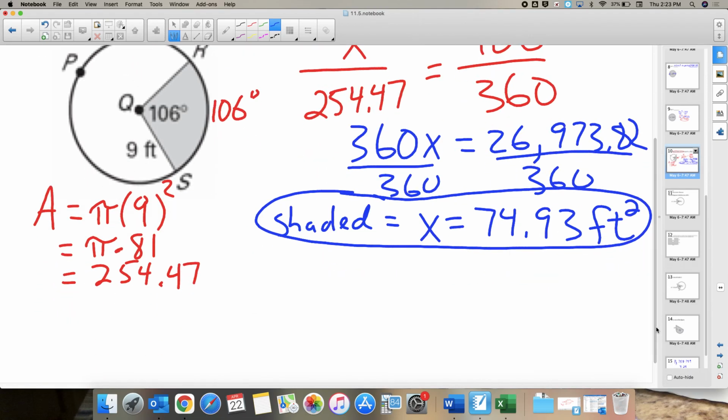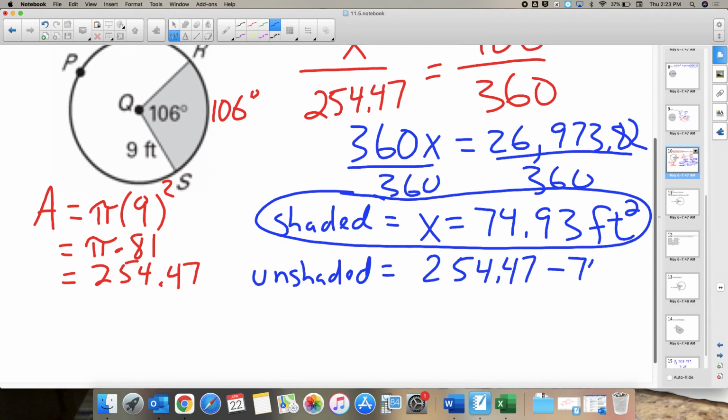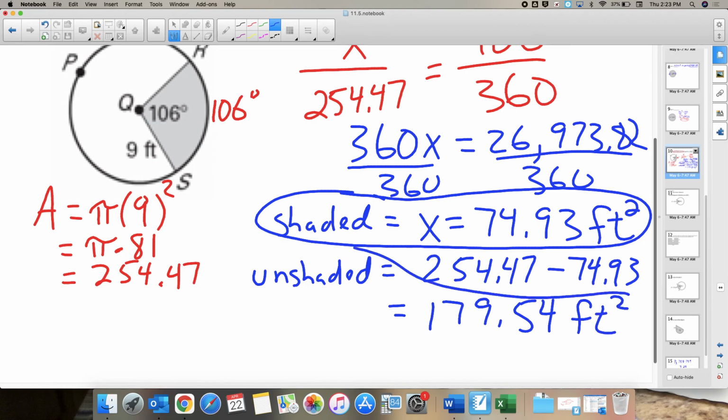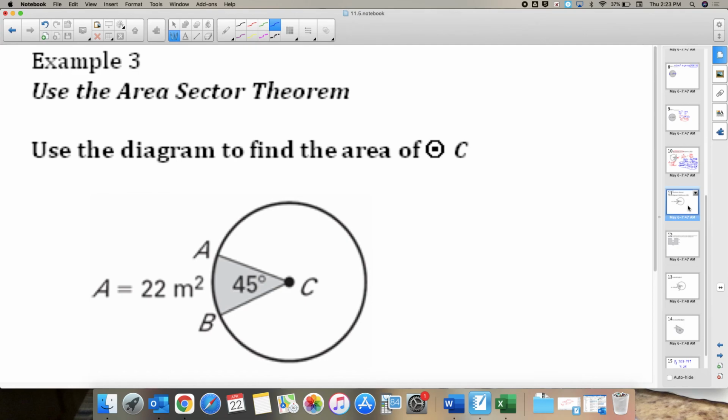As for the unshaded then, we need to take our whole circle, which was 254.47, minus the shaded piece, the 74.93. And we get 179.54. And once again, your unit is still feet squared. A couple more examples to look at.